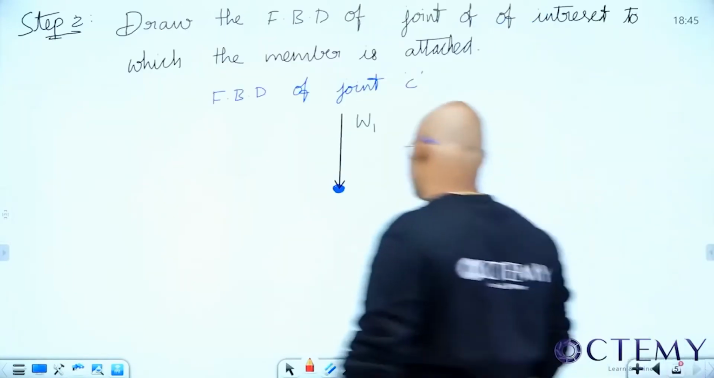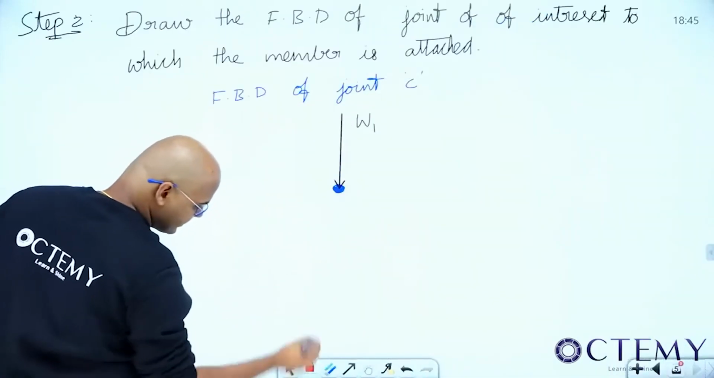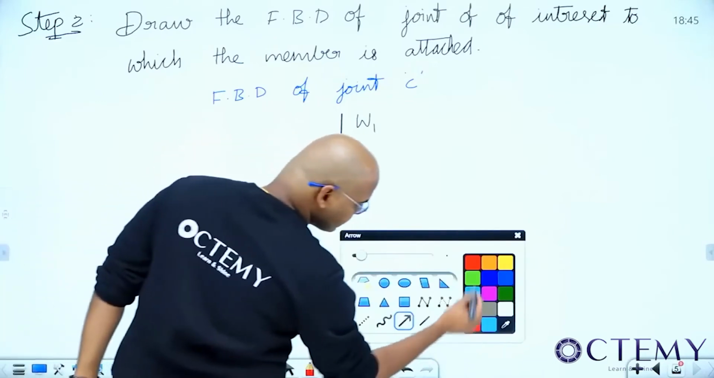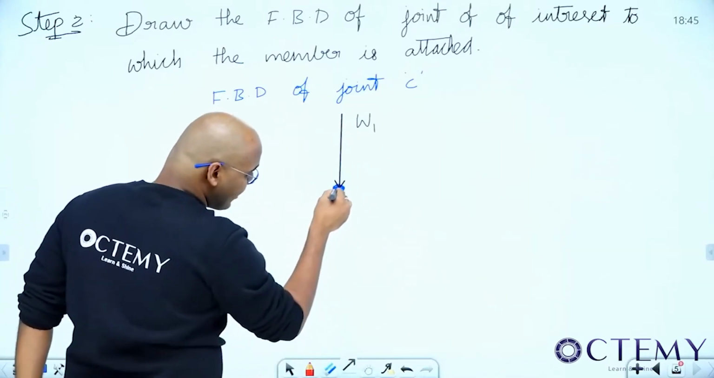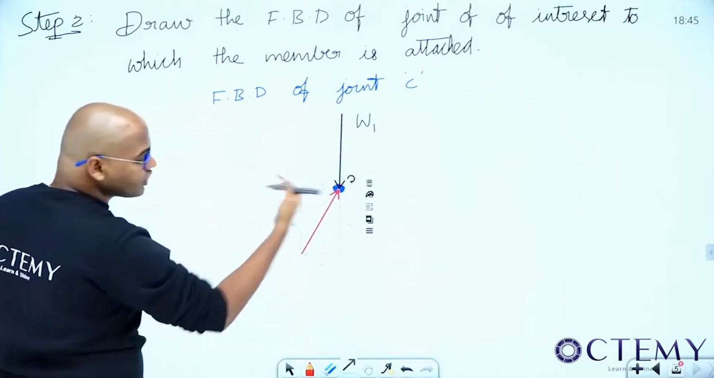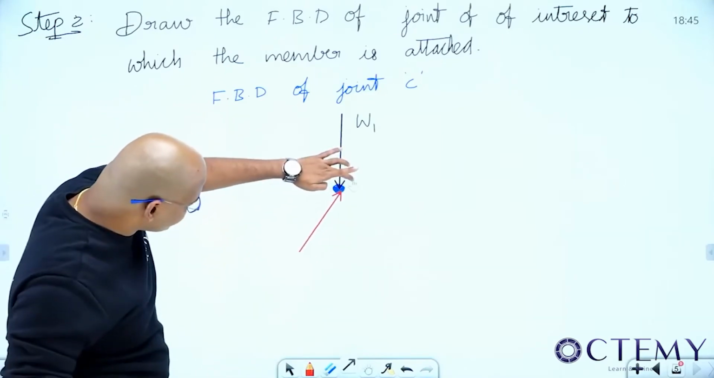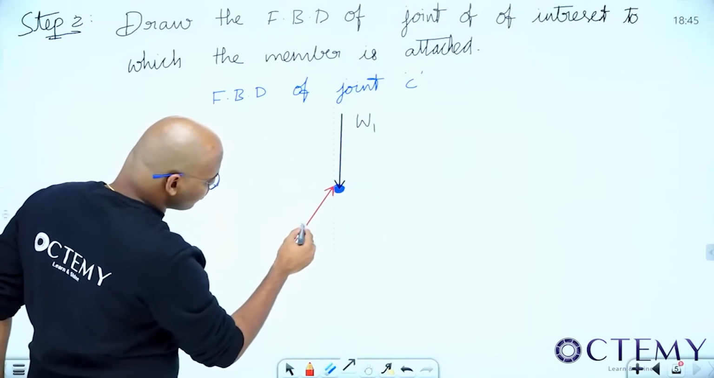I'm taking it always towards the joint. See, the member AC is like this. This is how the member is. I'm taking the load always towards the joint, towards the joint.